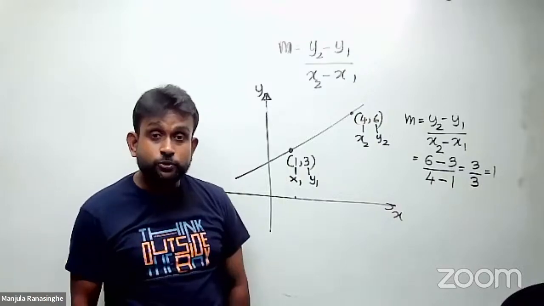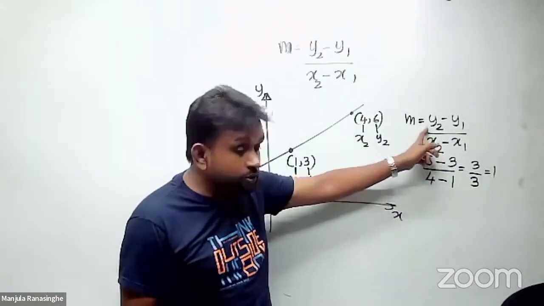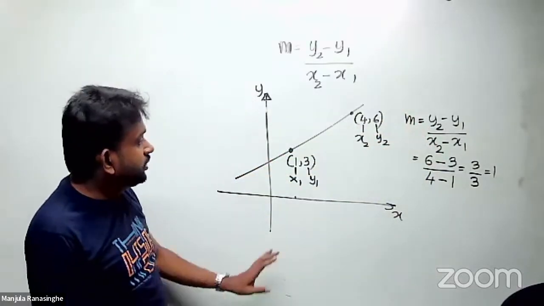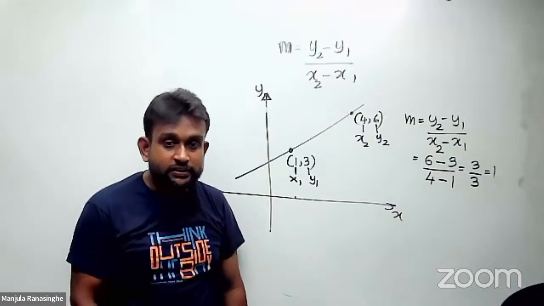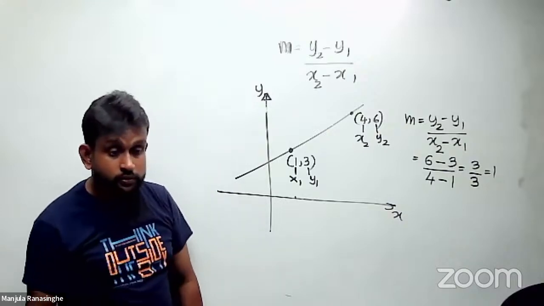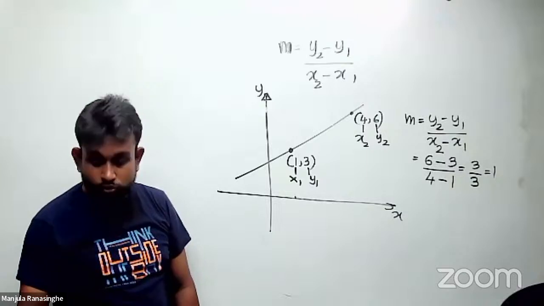Okay, so that is how you deal with it, right? In future, I will tell you that you can find the gradient without writing this equation as well. Note it down as the very first example of how to find the gradient: y2 minus y1 upon x2 minus x1.